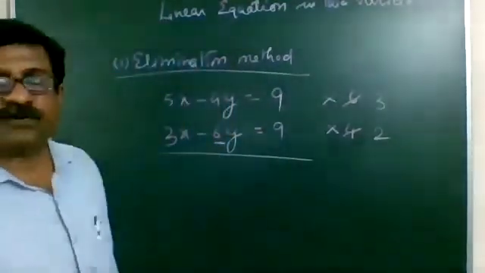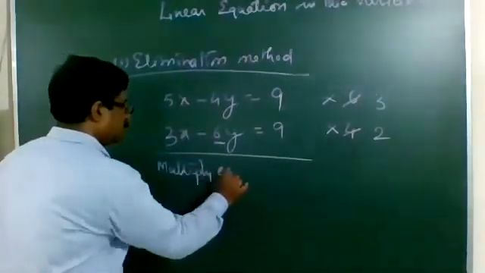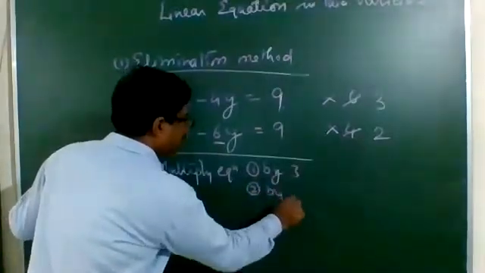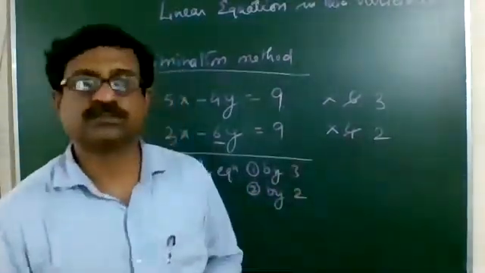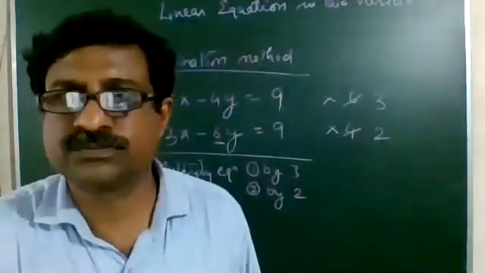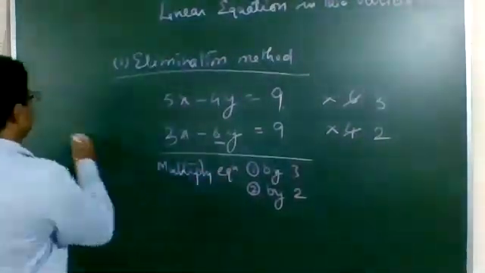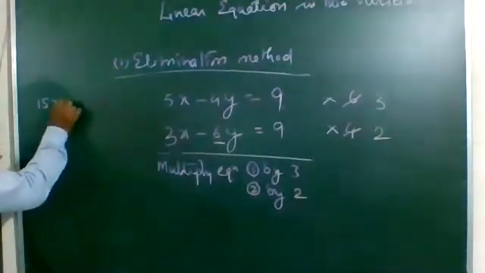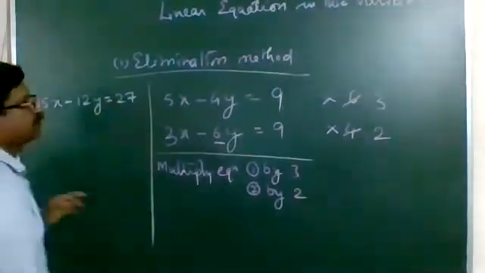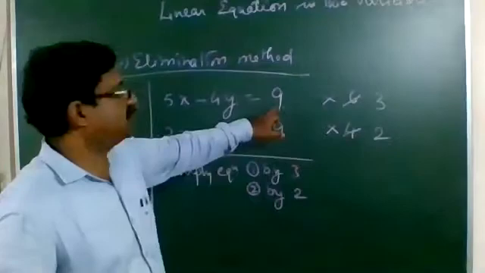We multiply the first equation by 3 and the second equation by 2. When you multiply the whole equation by 3, this changes into 3 fives are 15x minus 3 fours are 12y equal to 3 nines are 27. When you multiply 3 with 5, 3 fives are 15, 3 fours are 12, and 3 nines are 27.